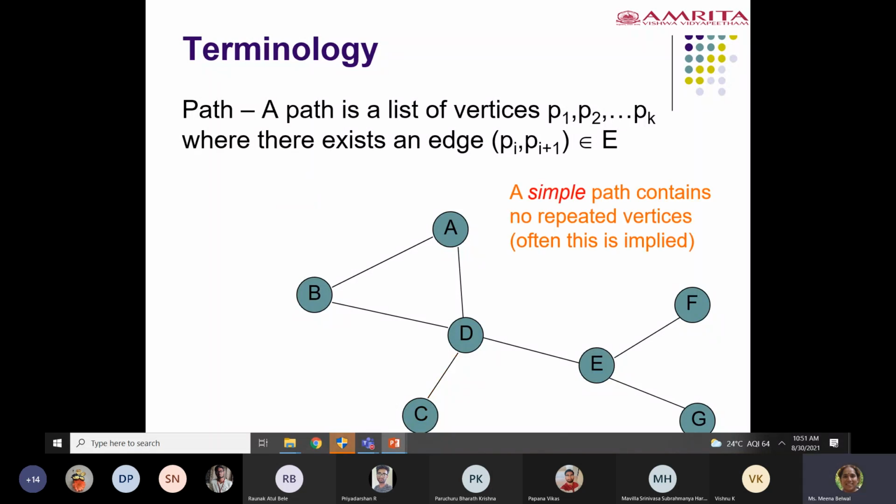What do we mean by a simple path? Generally, when we say path, by default, we always mean a simple path. If it is not mentioned, we take it as a simple path by default. So a simple path contains no repeated vertices. Often this is implied. A vertex cannot be repeated in a simple path.